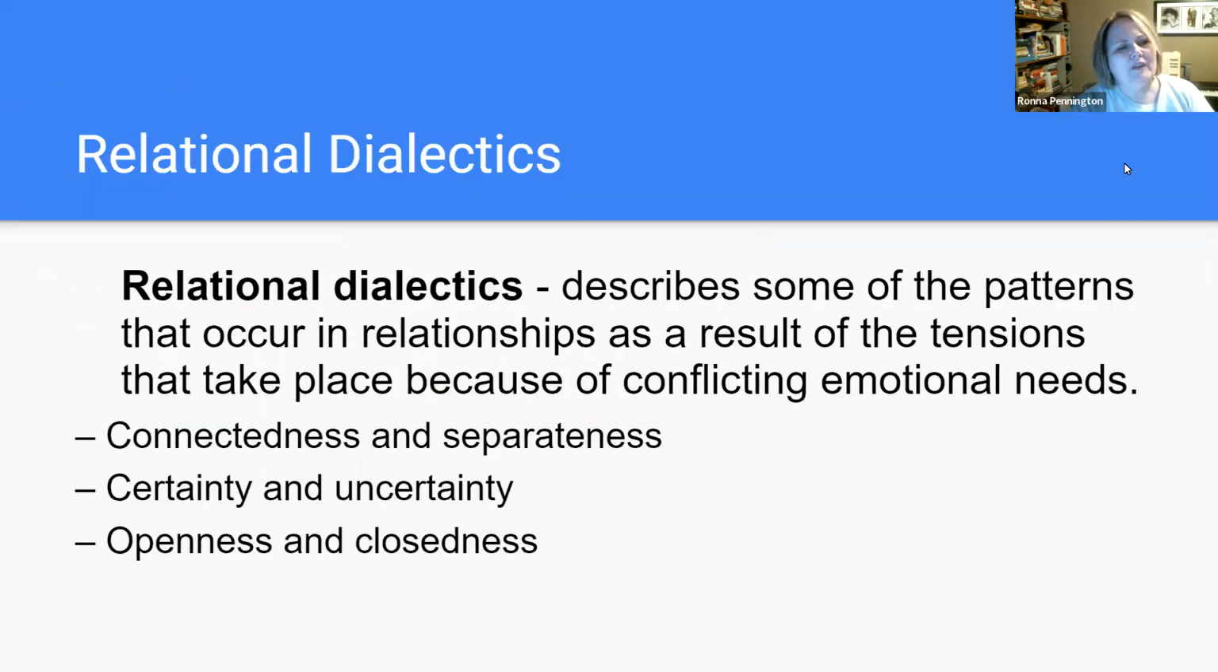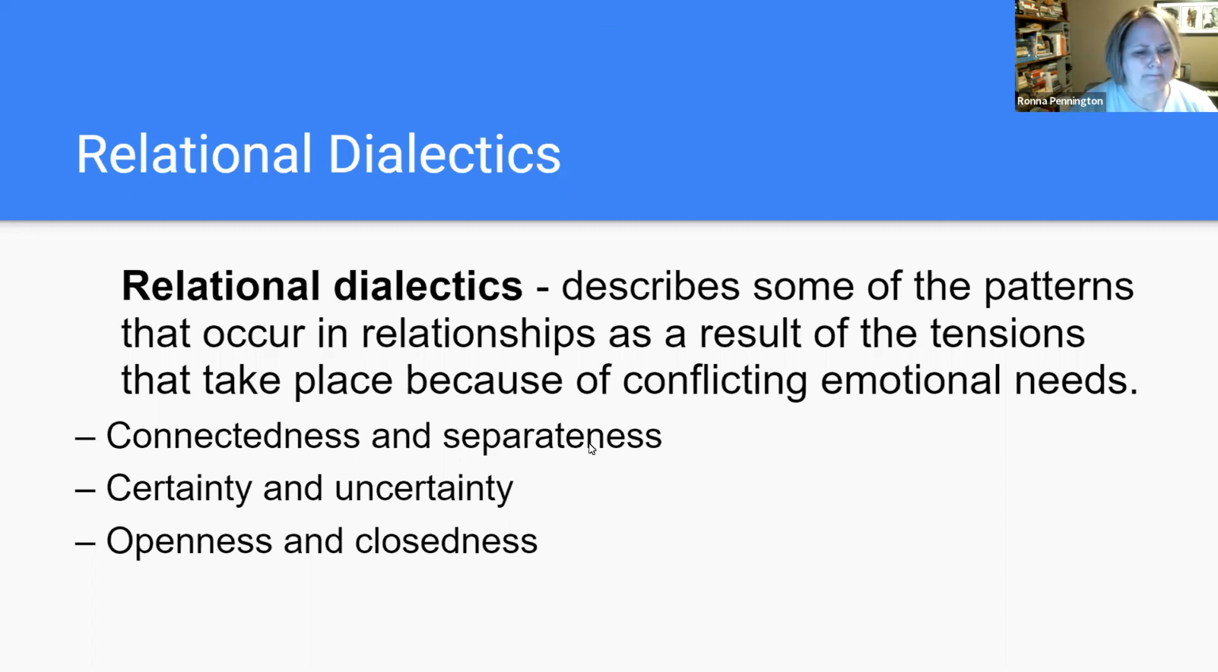So, relational dialectics. This describes some of the patterns that occur in relationships as a result of the tensions that take place because of conflicting emotional needs. So dialectics means learning through discussion. So if we're talking about relational dialectics, we're talking about relationships where you are learning about conflicts through these emotional differences between the people who are having the conversation.